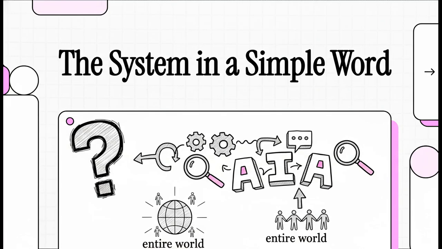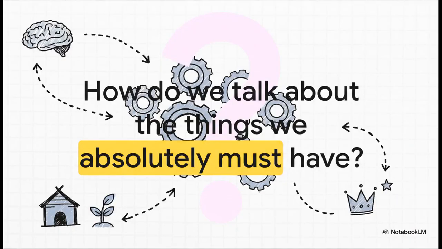Today, we're going to take one of the most common words in the English language, crack it open, and find a hidden system for global communication. And you know what? It all kicks off with a really simple question. I mean, really think about it. When something isn't just a want, but a core, fundamental requirement, what word do we all reach for?